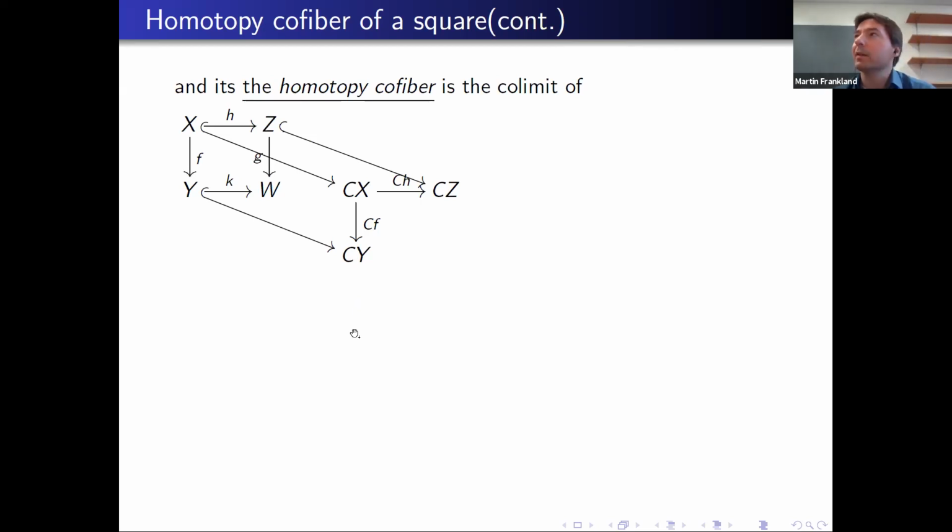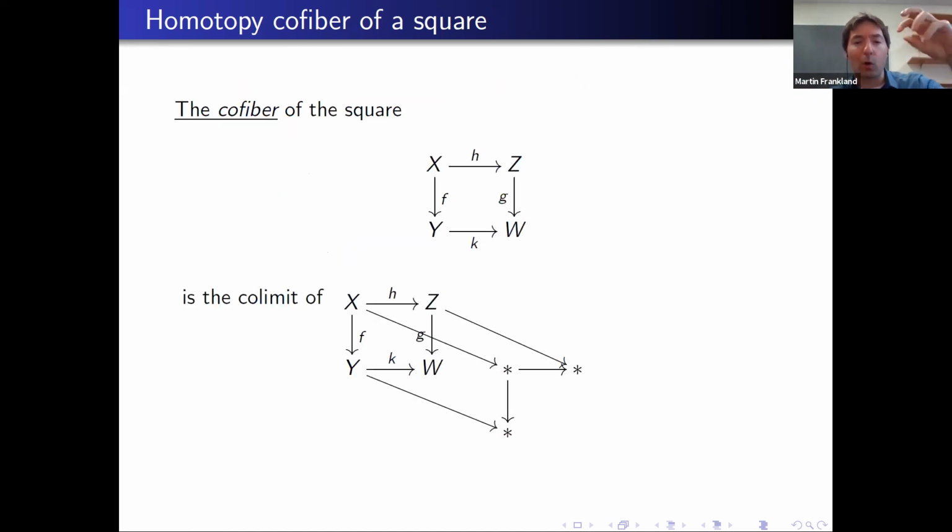I don't see immediately if that's the same as what's also called the total cofiber of a square, where you take cofibers in both directions. Is that the same? Let's see. I don't know what the total is, but let me tell you the definition.